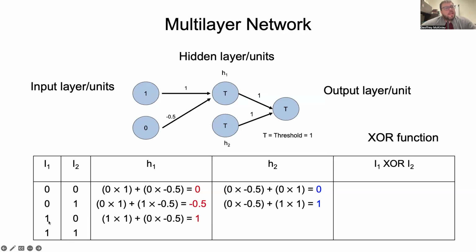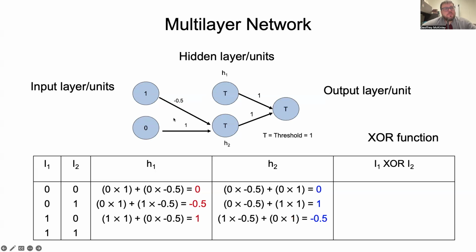And then what about when input one is one and input two is zero? Now we have this input of one multiplied by this weight of one, that's one, plus zero multiplied by this weight of negative 0.5, that's zero, so it's one plus zero equals one. Great, let's do it for H2. Now we have one multiplied by negative 0.5, that's negative 0.5, plus zero times one, which is going to be negative 0.5.